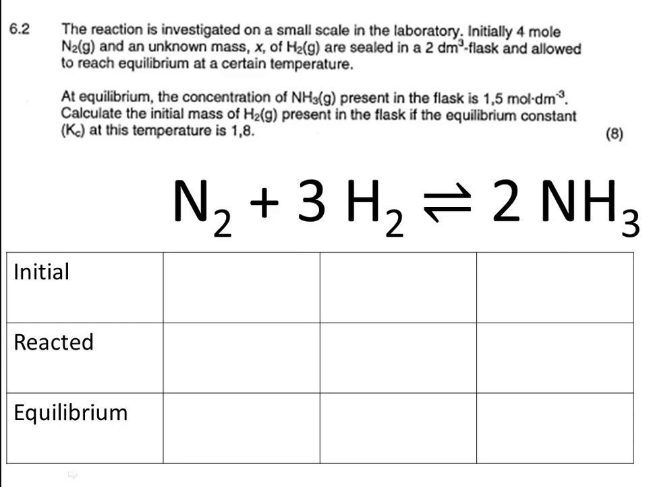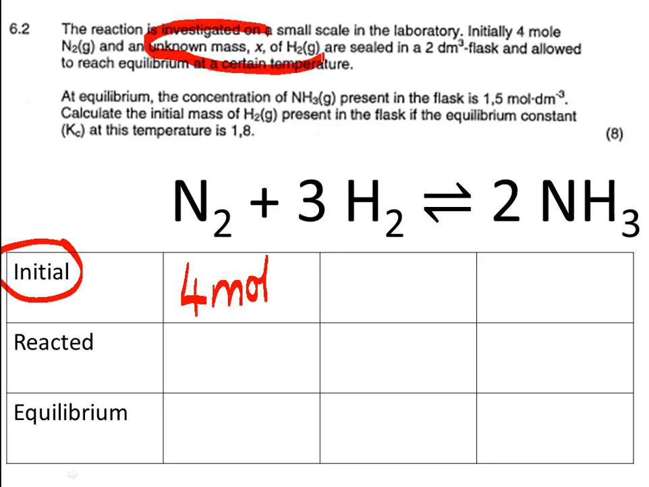And the question says that initially, that means at the start, we have 4 moles of nitrogen. So let's record that. We start with 4 moles of nitrogen, and we have an unknown mass of hydrogen, and let's call that unknown mass X. So mass is measured in grams, and we need to find out what is the mass in grams of hydrogen that we had at the beginning. But for consistency in this table, let's refer to moles throughout.